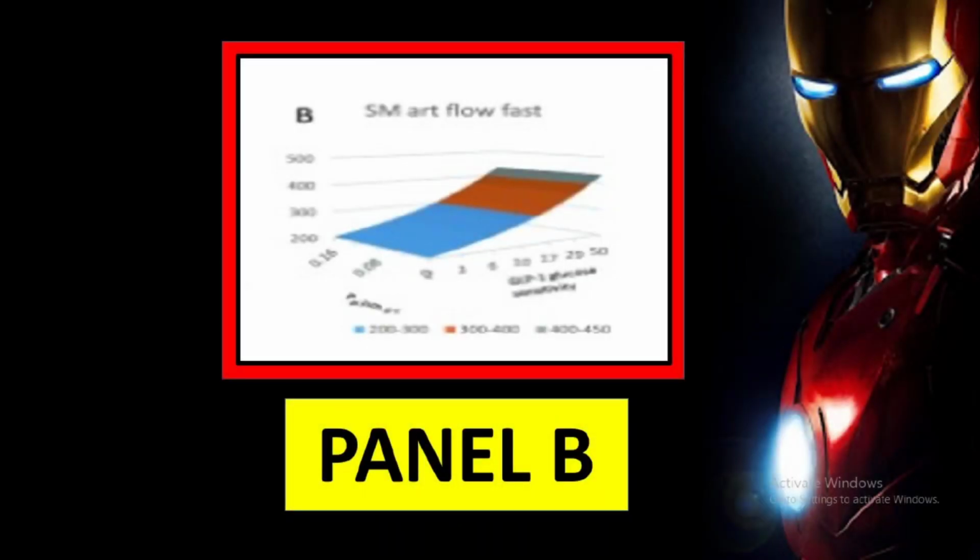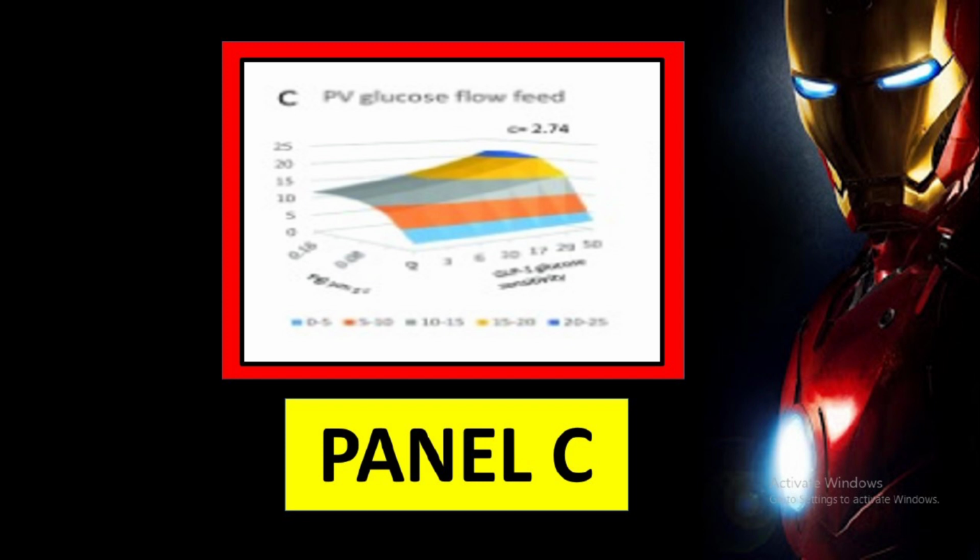Panel B shows fasting, in contrast to the effect seen with feeding in panel A. There is no effect of altering P, although SMA flow increases with GLP-1 secretion. Coefficient C equals 0 when intestinal glucose absorption is absent. Panel C shows there is a synergistic response of portal blood flow and glucose flow as a result of the interaction between P and GLP-1 secretion, which leads to increases in both splanchnic blood flow and glucose concentration.